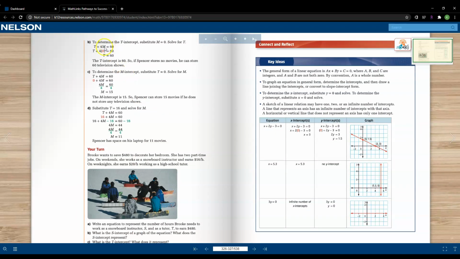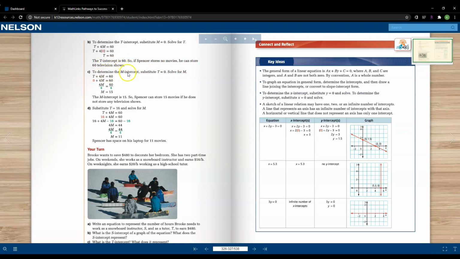So when m is 0, that's what they're doing, using our equation that we just came up with. When m is 0, when there's no movies, what is t? So it's going to simply be 60, right? Because that's how much space he has, I guess. So the t-intercept is 60, so if Spencer stores no movies, he can store 60 television shows.